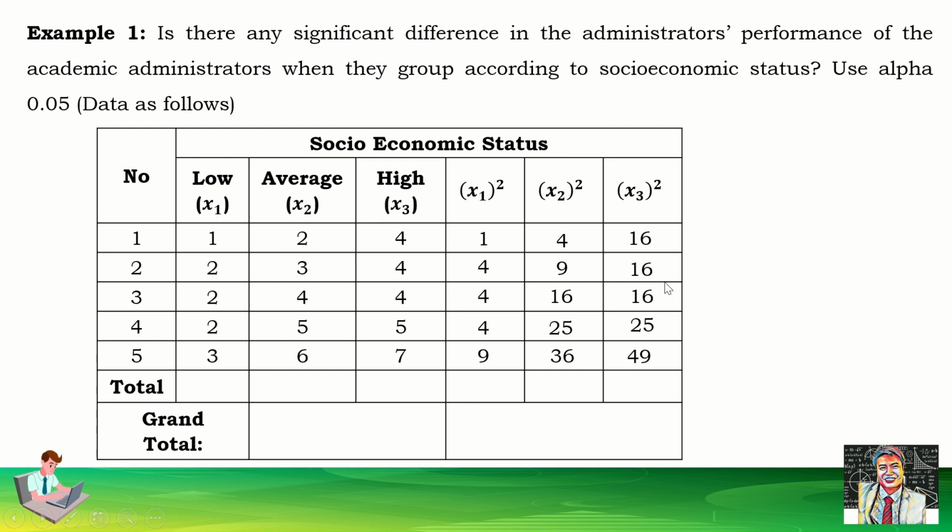Next, we need to sum them up and also calculate the total for each group and the grand total for all groups. For example, the sum for the first group is 10, the second is 20, and the third is 24. The grand total is 54, and the sum of the square data is 234. It's important to note that the number of data points in each group doesn't have to be the same. In this example, each group has 5 members, but ANOVA works even if the group sizes are different. The same rules apply as in our other videos.